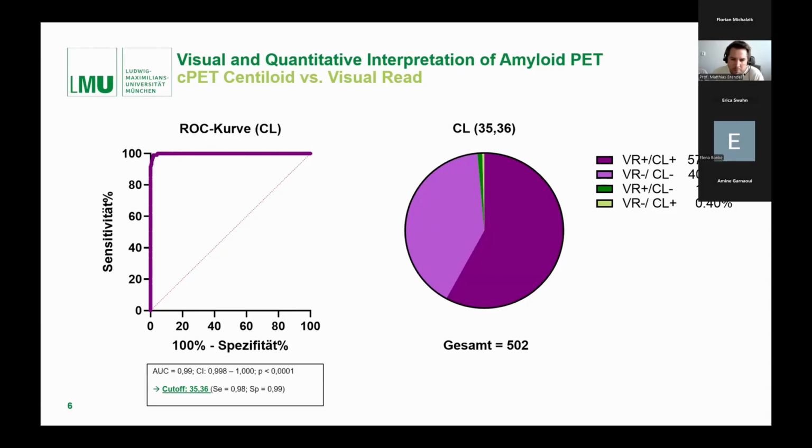But the most important message of this slide is that you will find only a few discrepant cases, with a positive visual read and negative centiloids, or with a negative visual read and positive centiloids. So in principle, even if you are not that experienced in amyloid PET reading, this quantification can give you a very strong accuracy in the interpretation of such scans.